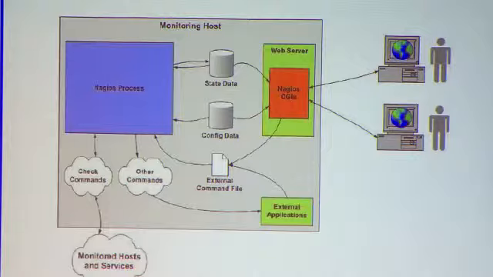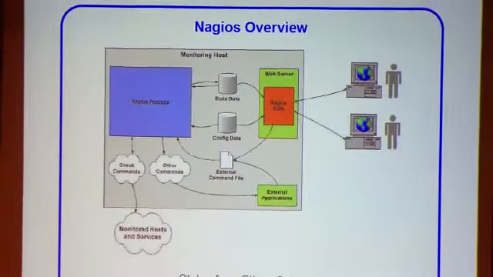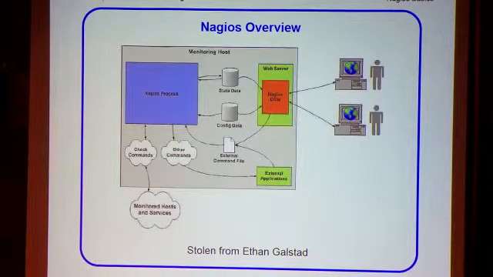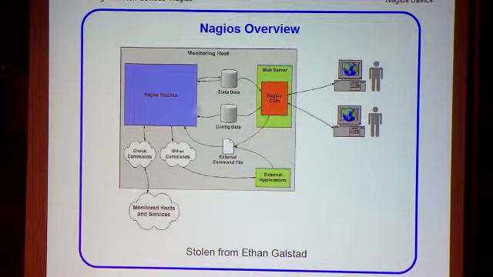So it shows all the different parts, and it reinforces the idea that there are interfaces between all those components. It doesn't show it here, but those are all well-defined interfaces. For example, the external command file is a pipe in the file system, and you can shove commands in there to do things like schedule downtime or acknowledge a problem. Basically there's an interface where you can throw commands at Nagios. And there is a web page that lists all the 140-some-odd commands you can stuff in the external command pipe and exactly what they do.